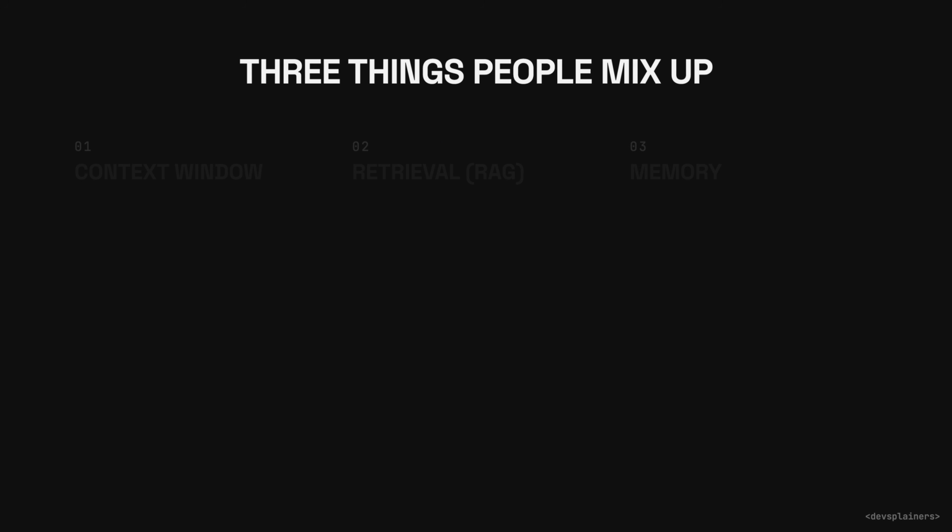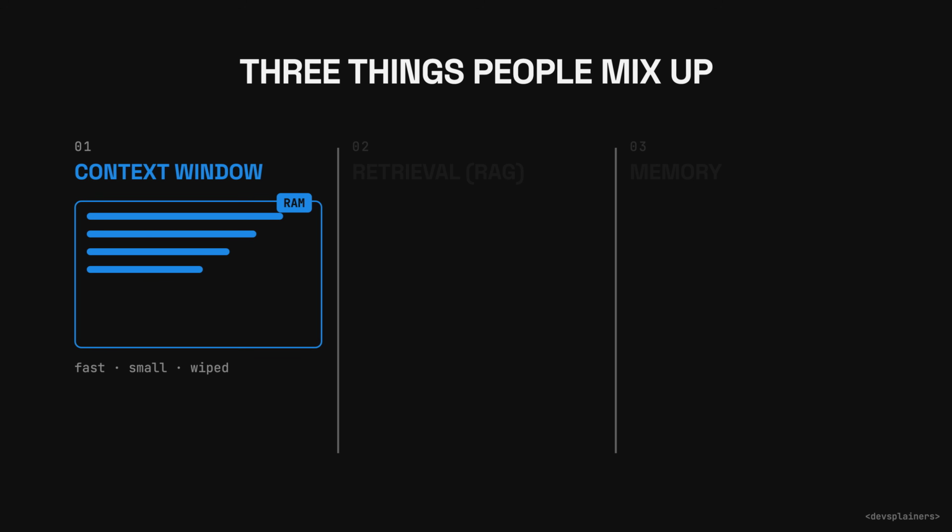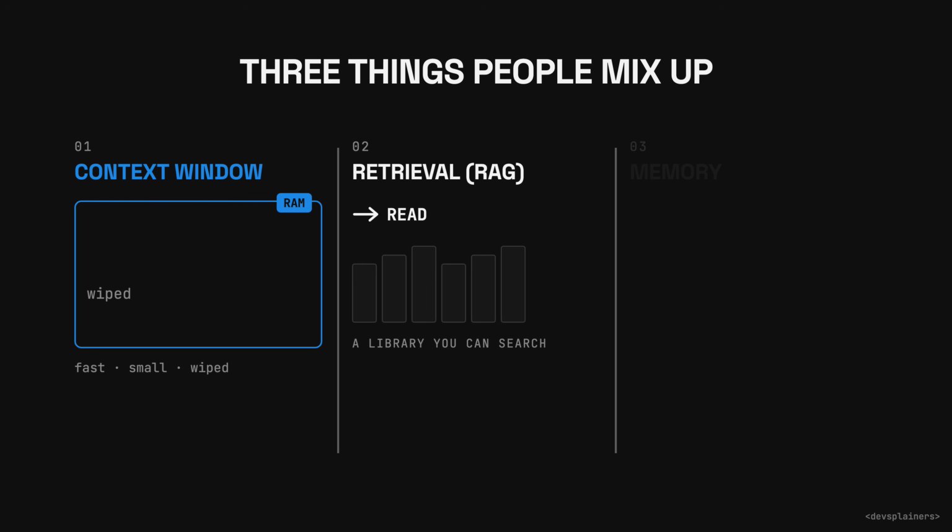Memory gets stretched over three different things. The context window is the model's workspace for a single answer, the text it can see right now. Think of it as RAM: fast, small, wiped the moment the job's done. Retrieval, what most people call RAG, is a read. You keep a pile of documents, and when a question comes in, you go fetch the chunks that look relevant and drop them in. A library you can search.